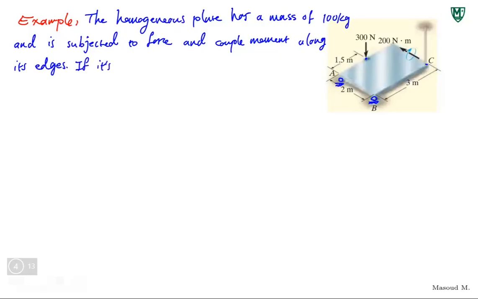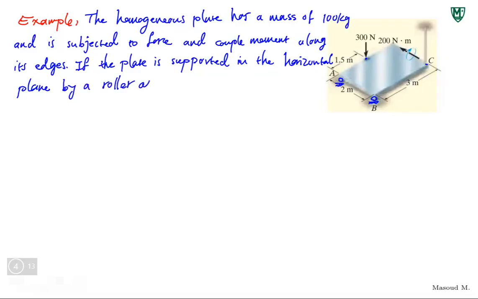Now, if the plate is supported in the horizontal plane by a roller at A, a ball and socket joint at B, and I guess you could call it a cord, a rope, and a cord at C.